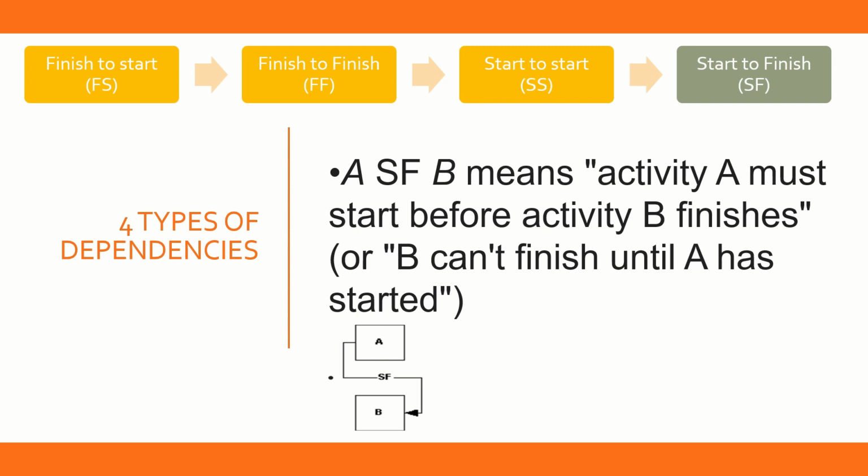So these are the 4 types of dependencies. Just a recap. First will be FS, or finish to start. Second is FF, or finish to finish. Third is SS, which means start to start. And the fourth one will be SF, which means start to finish.